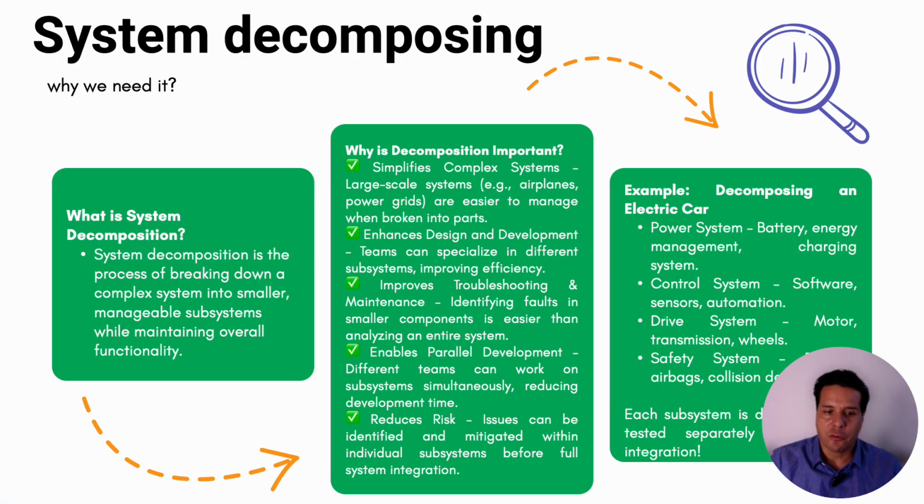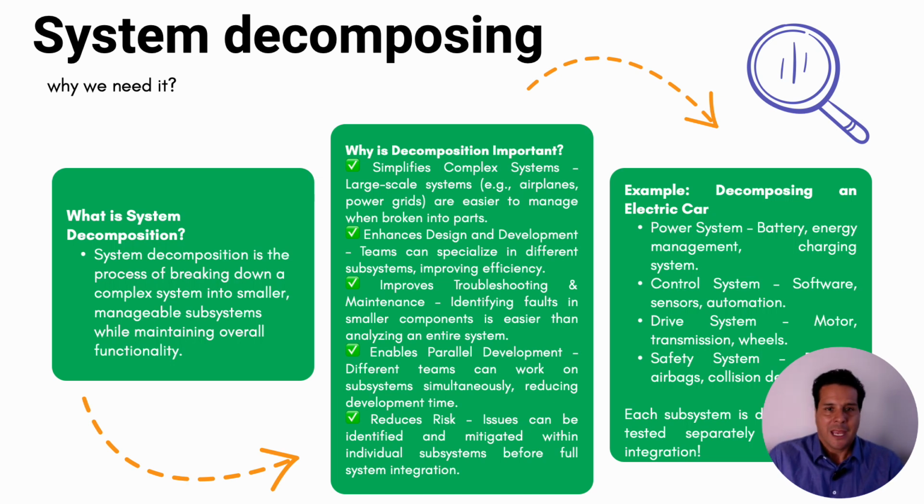So decomposing is, system decomposition is the process of breaking down a complex system into smaller, manageable subsystems while maintaining overall functionality. Why do we do it? Simplify complex systems, enhance design and development, improve troubleshooting. When you have a problem that is not working or something is happening, if you break it down, you might be able to find it. Software engineers are very good at this. They put in error handling so they can see where the process, where the script, is stopping. Enhance parallel development and reduce risk.